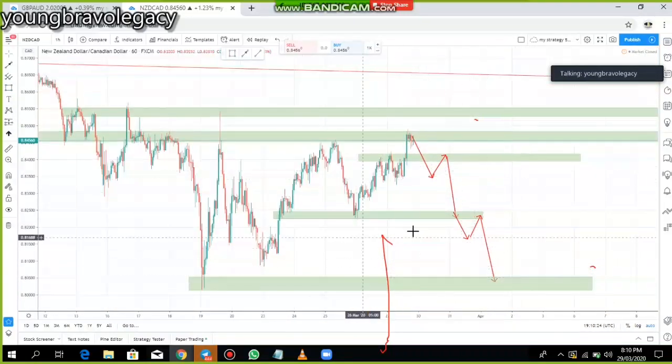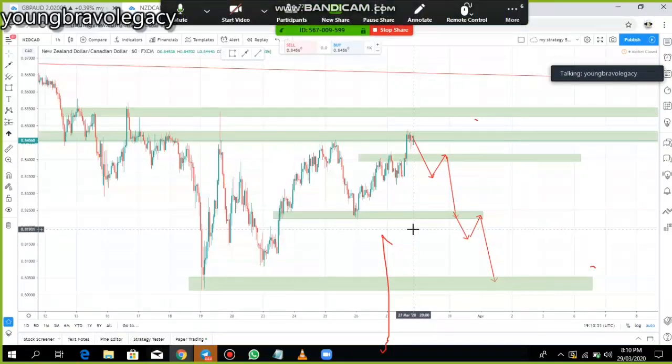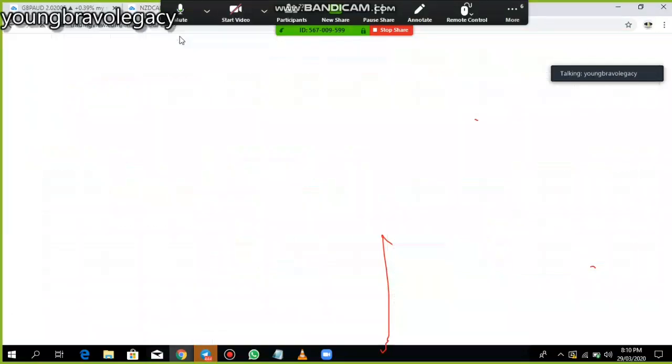NZD/CAD is a very good trade, guys. We'll be watching NZD/CAD for this week. It's a very, very good trade for us. If you can catch this trade, you are good for the week. So I'll be watching NZD/CAD as well.